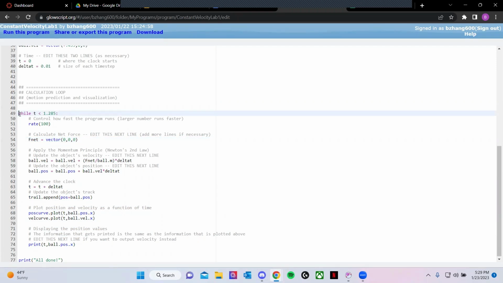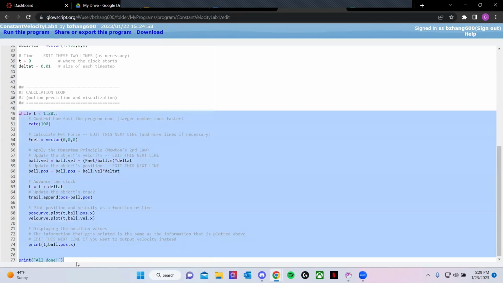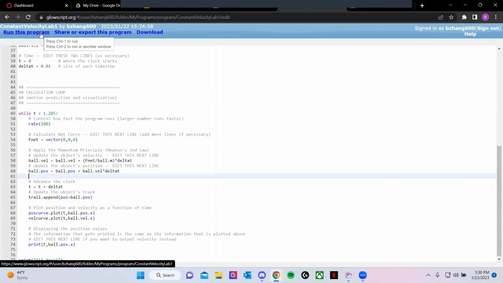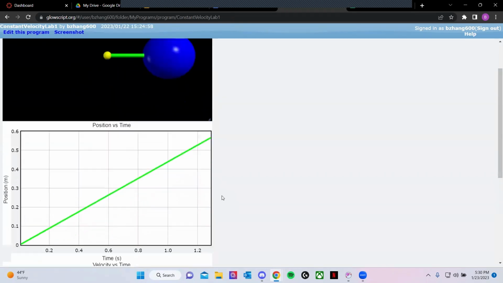To explain this code, each iteration of this loop updates the ball's velocity vector as well as the ball's position vector until the time reaches 1.285 seconds. When we run this program, it will give us a graph and data analysis of the predicted motion of the ball, as we can see here.